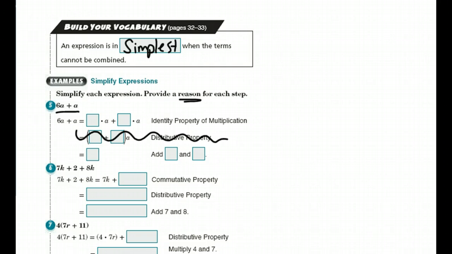So our first example says 6a plus a. Well, what I like to do is I like to circle my like terms. So I'm going to circle 6a, and I'm going to circle a. So we have 6a plus a is equal to 6 times a plus 1 times a. Now all we have to do is add 6 and 1, and that's how many a's we have. So we get 7a. We add 6 and 1 to get 7a.